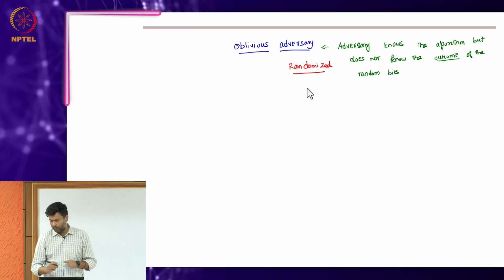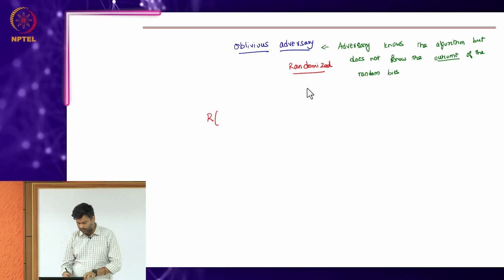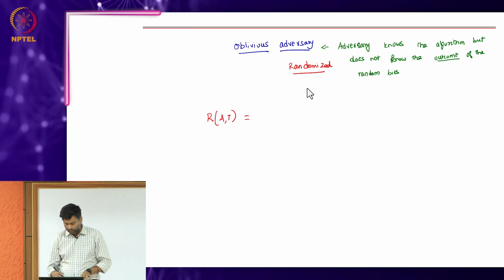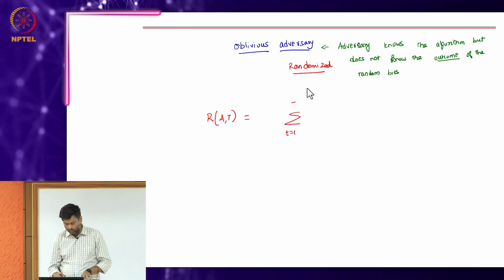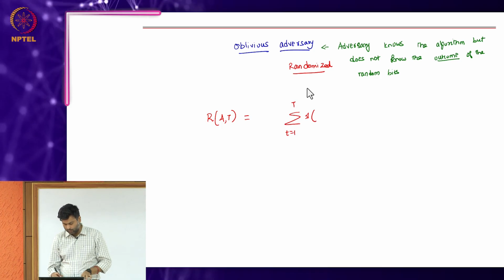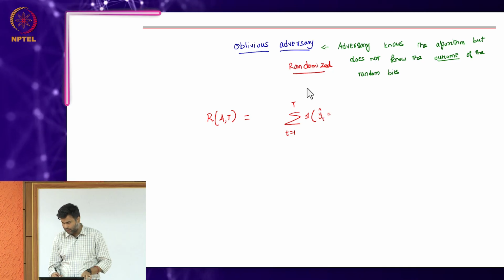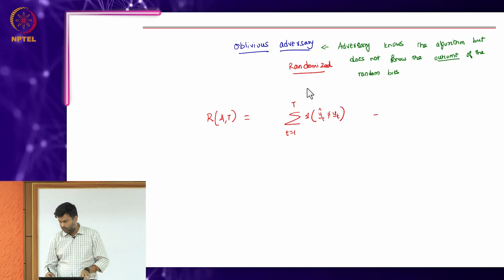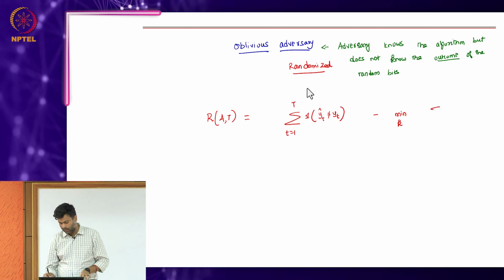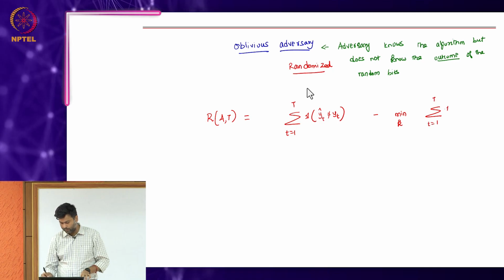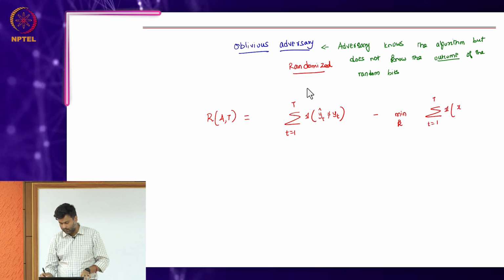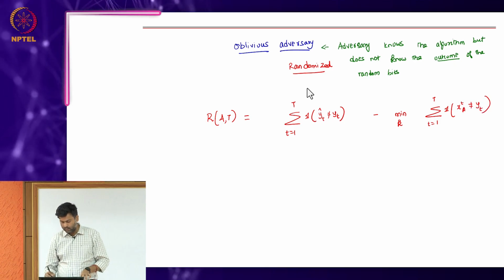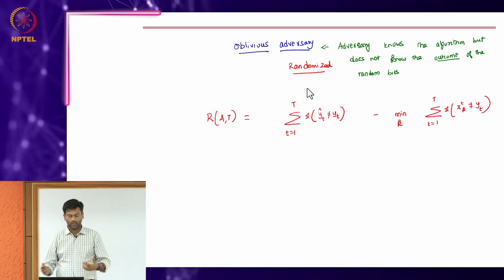So we will define the regret very similar to how we did earlier. Regret of an algorithm A after T rounds was earlier the sum over t equals 1 to T of the indicator that y hat t is not equal to y t, that is, the algorithm makes a mistake, minus the min over k of the sum over t equals 1 to T of the indicator that x t k is not equal to y t. This is the mistake made by the kth expert, and then you are summing it up.